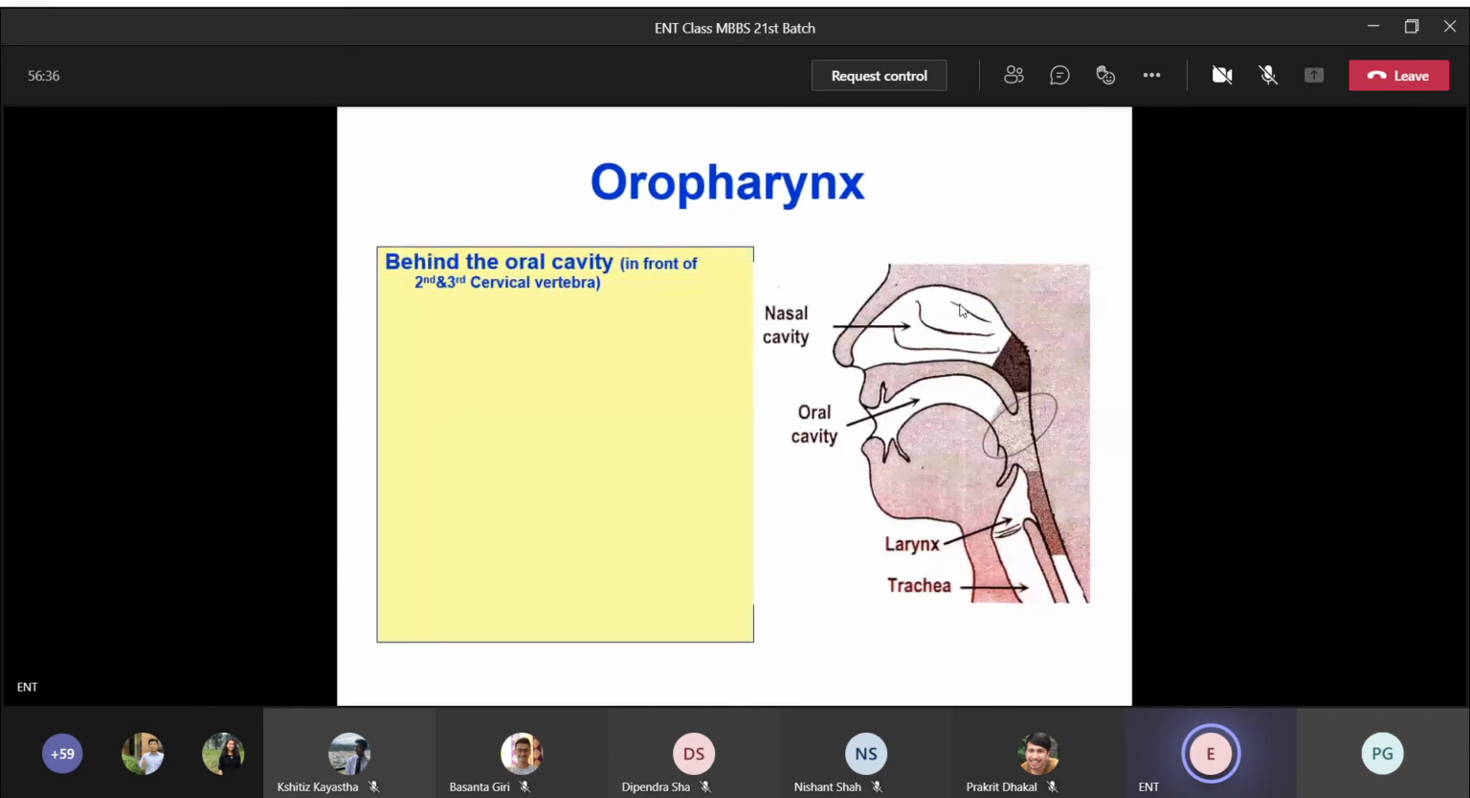Oropharynx lies behind the oral cavity, in front of the second and third cervical vertebra. It extends from the soft palate superiorly to the tip of the epiglottis.